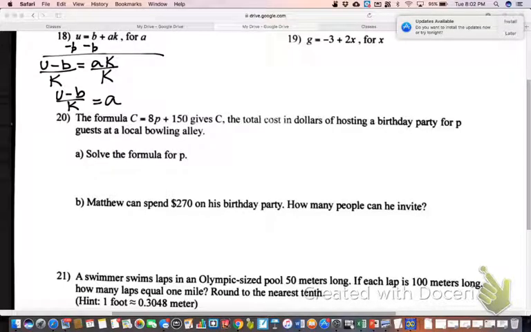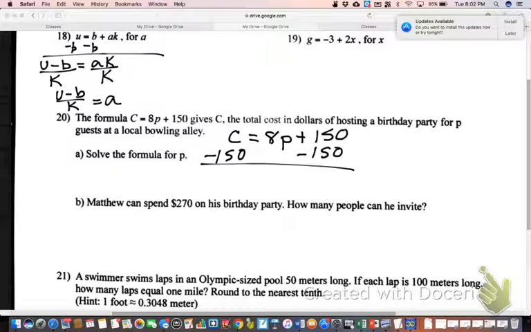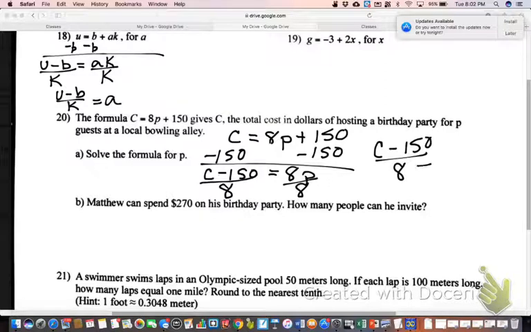Okay, so part A is asking us to solve this formula for P. So I'm going to rewrite the formula over here. C equals 8P plus 150. And I've got to get P by itself. So I'm going to subtract 150 from both sides. That takes me to C minus 150 on my left-hand side is equal to 8P. Divide both sides by 8. So I can leave it as C minus 150 over 8 is equal to P.